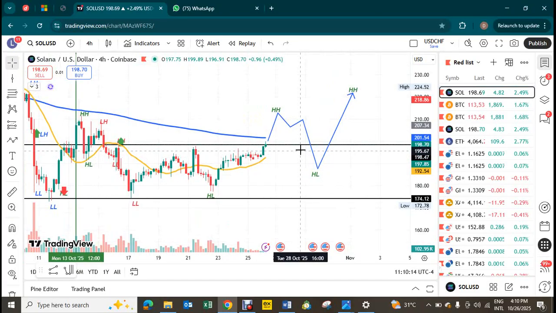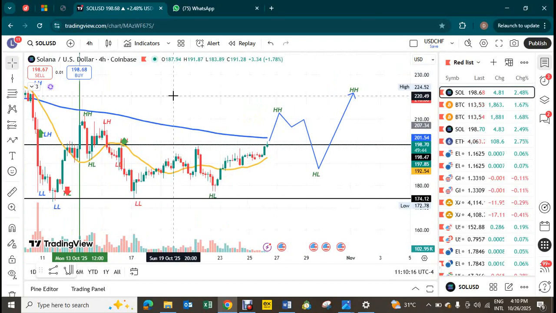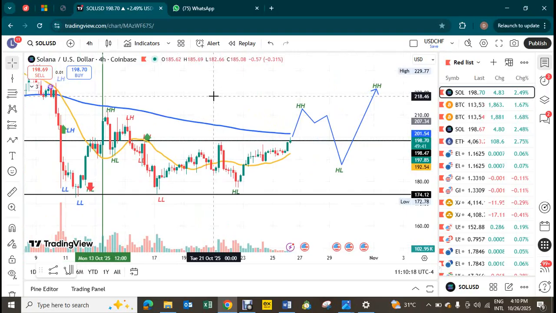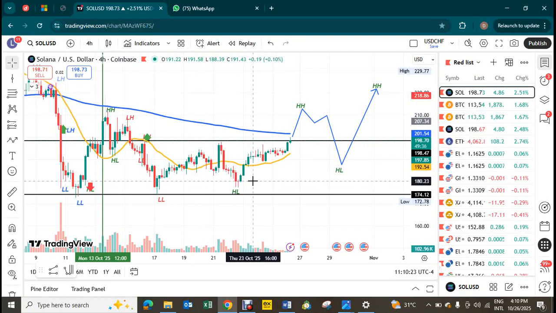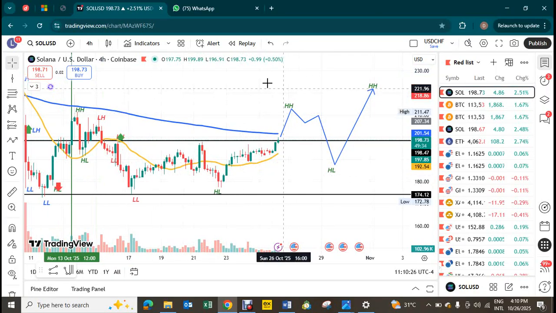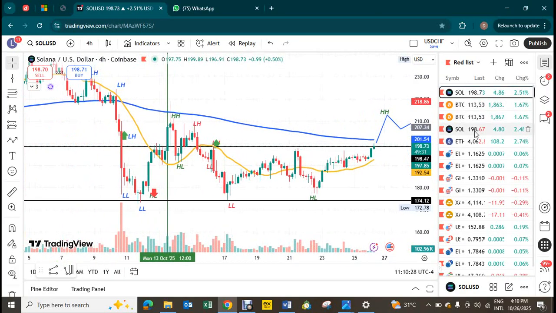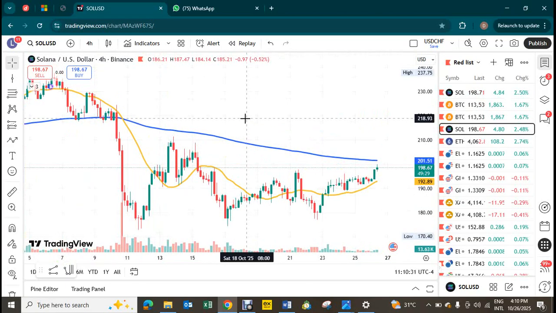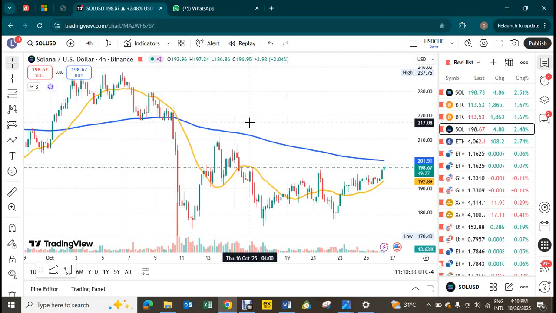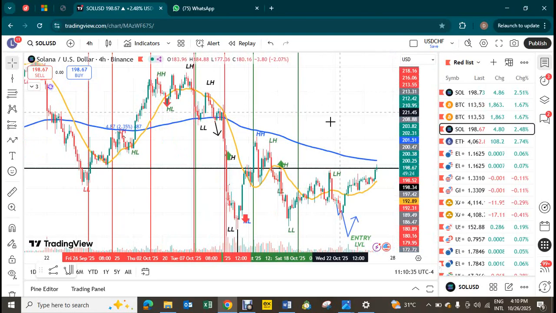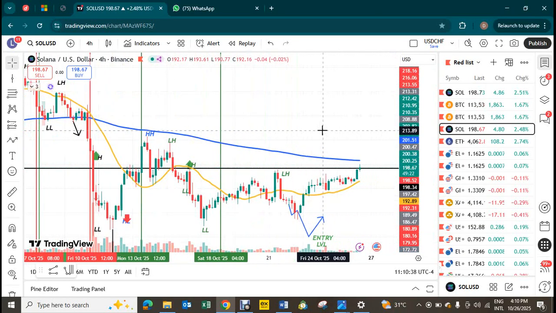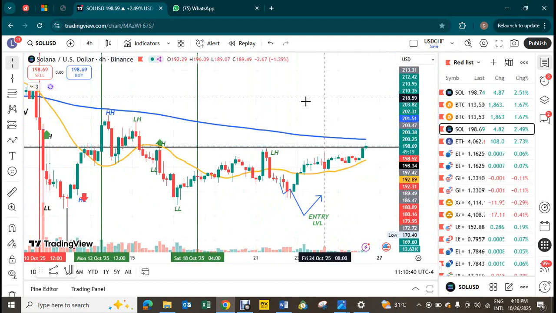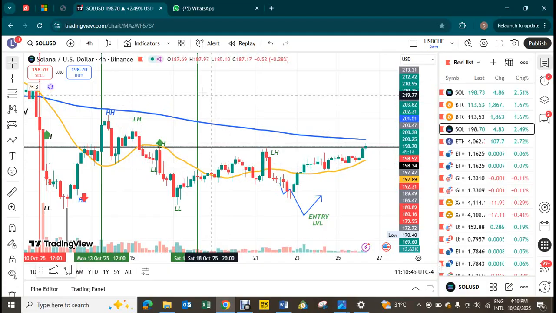All right, so now this is Solana USD. Last week we took some entries on Solana, I think. Yes, I think we did. Now I'm going to quickly use this so I can explain it real quick. Let's use this for quick understanding.